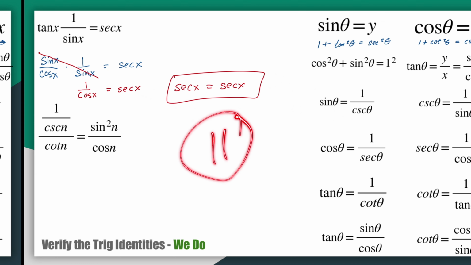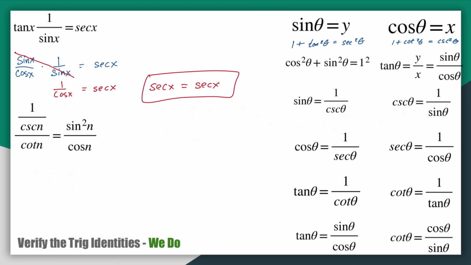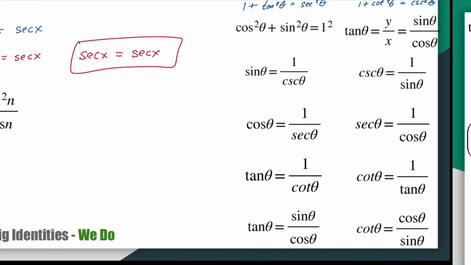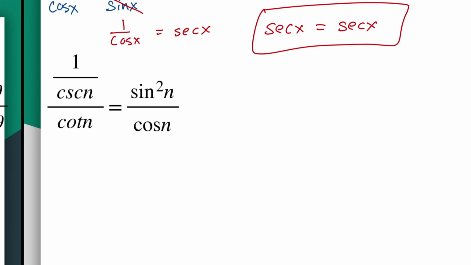Okay, so hopefully you were able to figure this one out. This one definitely is a little bit more tough, but I have 1 over cosecant, okay? And if I look over here, 1 over cosecant is the same thing as sine. So I could rewrite that as sine of n divided by cotangent of n.